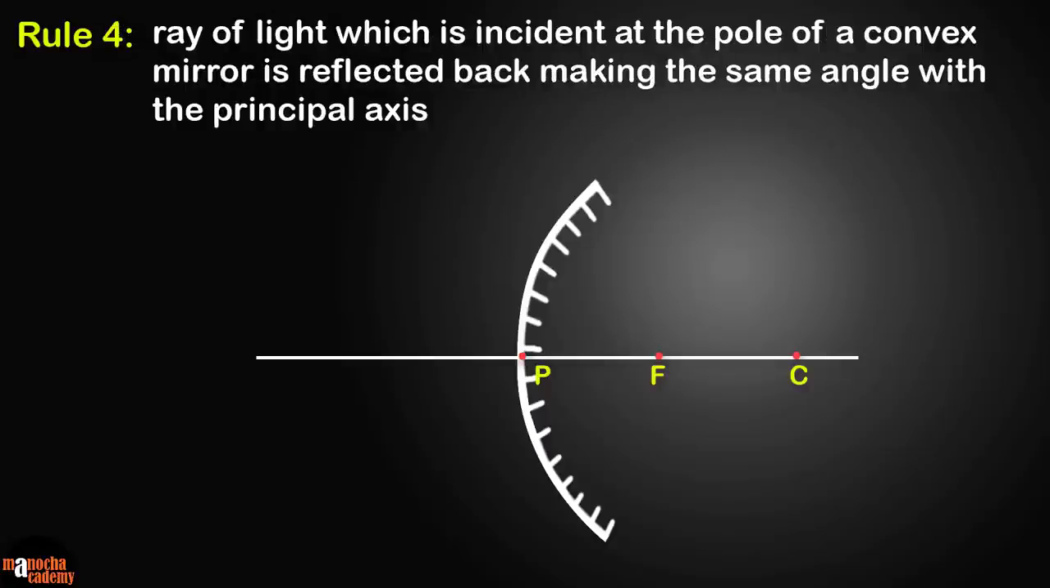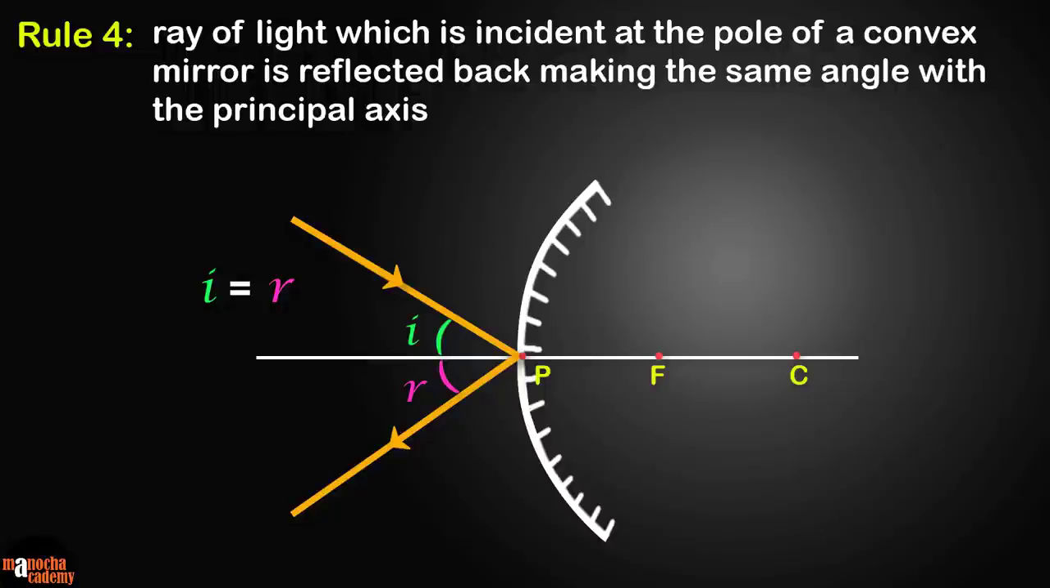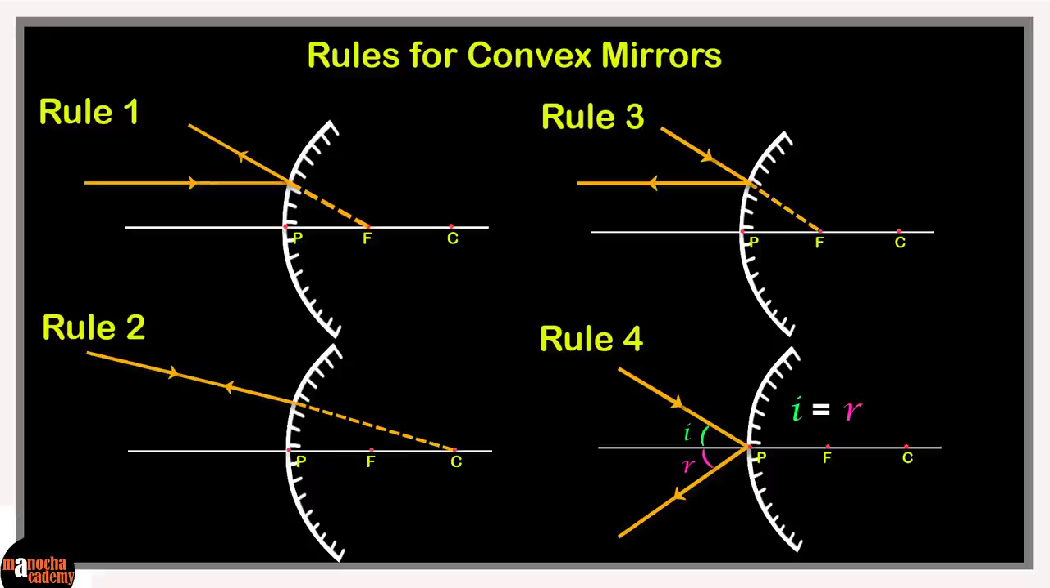Rule 4. A ray of light which is incident at the pole of a convex mirror is reflected back, making the same angle with the principal axis. Here the angle of incidence is equal to the angle of reflection. Let's place the 4 rules that we have learned for convex mirrors on our concept board.